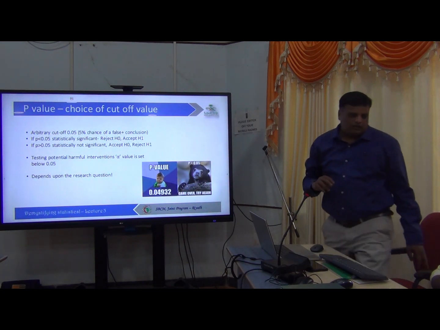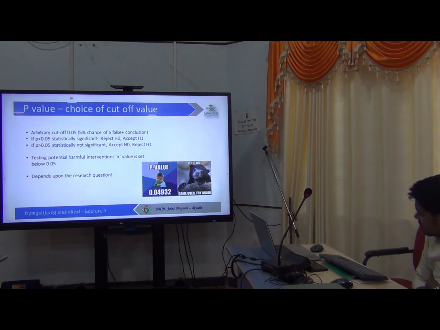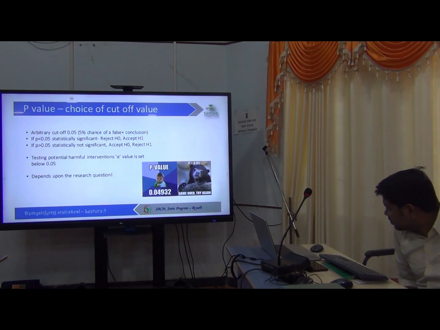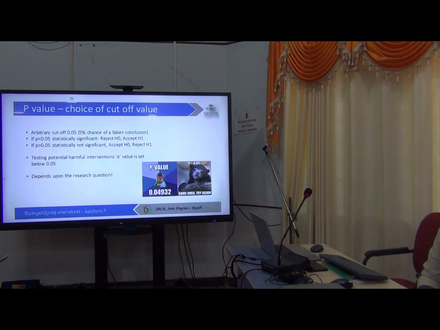Suppose you are testing your hypothesis at the 0.05 level of significance. When you run the regression, I will show you examples. If the p value is less than 0.05, you have to reject the null hypothesis. P means probability value. If the probability value is less than 0.05, you have to reject the null hypothesis.